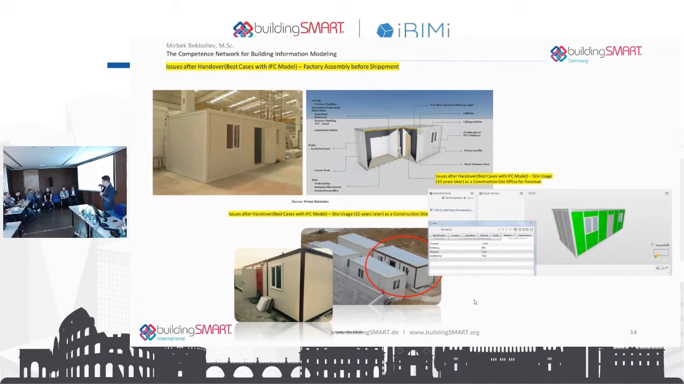So I chose one example building that we worked on in real life. We measured the airtightness and made some improvements. And you can see that, of course, we have an IFC 2x3 model for that.